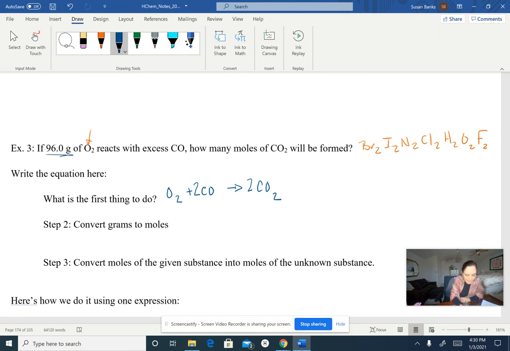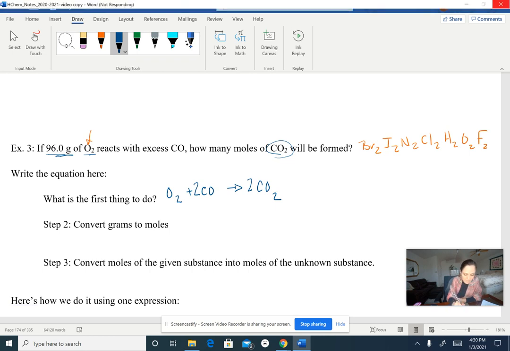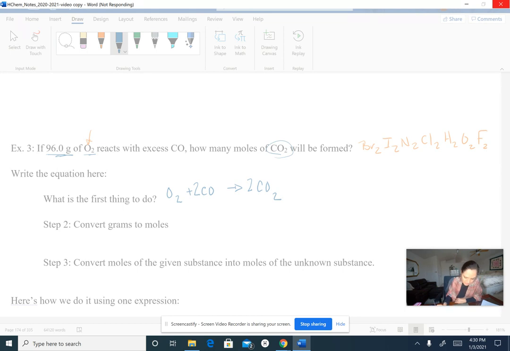Now the next step then is to start off with what I know. I know I have 96 grams of oxygen. And I want to compare oxygen with carbon dioxide. So the first thing to do is to convert grams of the oxygen that I know into moles of oxygen. So I've got 96.